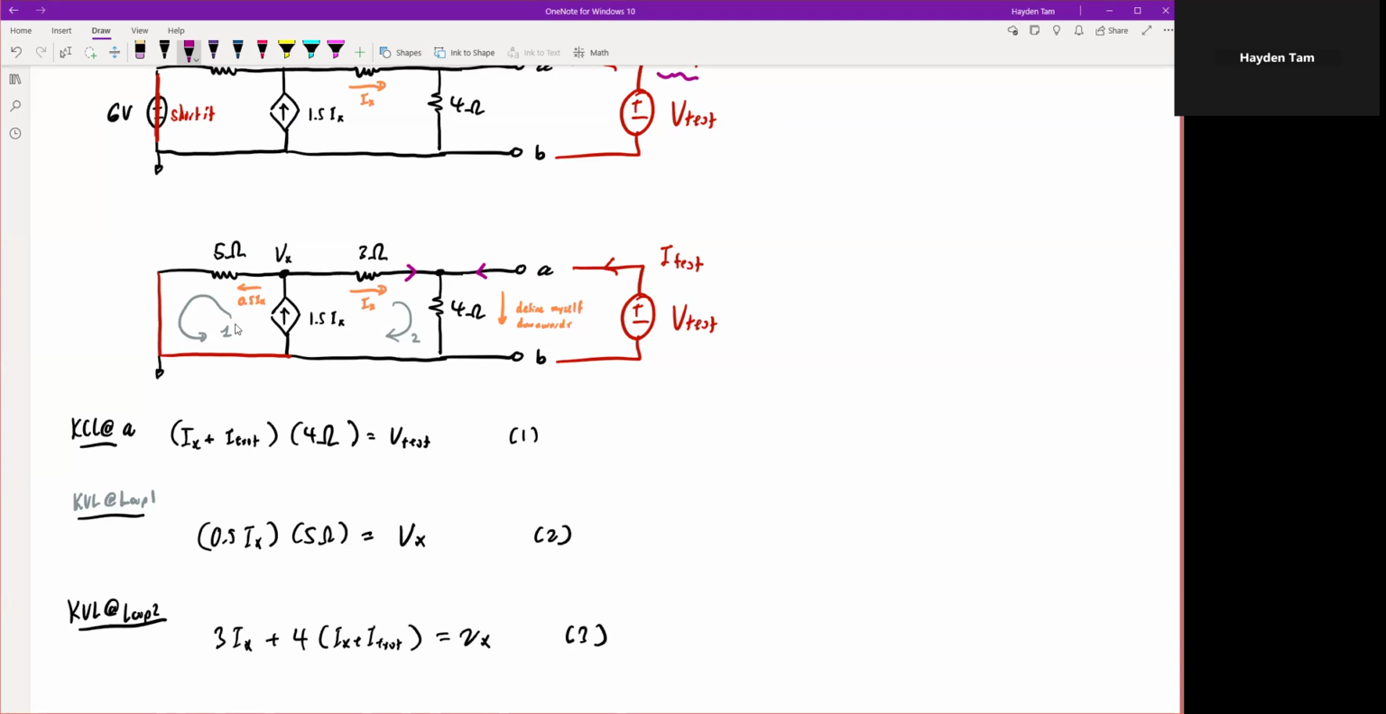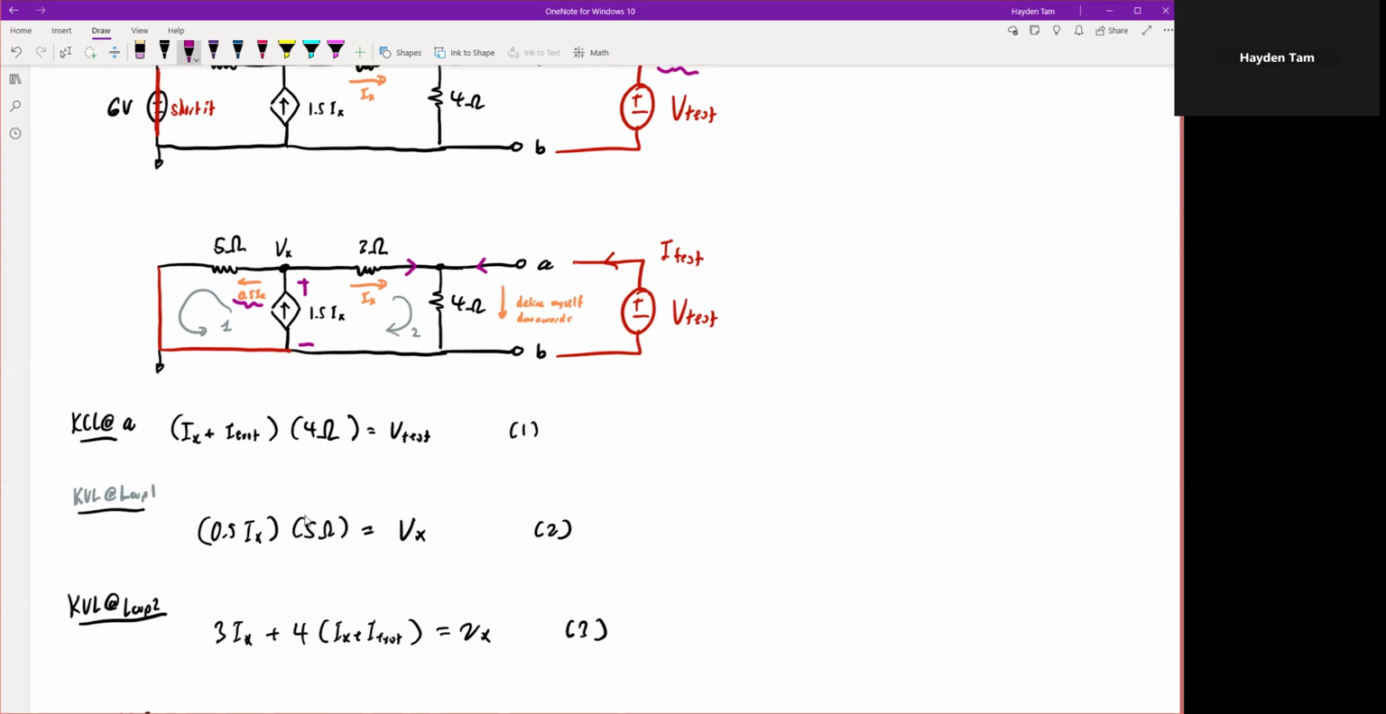Now we can do KVL. Usually a good word of advice is that whenever we have a dependent source, KVL is usually the way to go. So we have a KVL at loop 1, which is this loop right here. We know that this guy is drawing IX. We know this guy is doing 1.5 IX. So we know that the equivalent going to the left right here is going to be 0.5 IX, just simple mathematics. So at this loop, if we look at KVL, we have VX, which is basically across here because this is ground. So VX is equal to 0.5 IX times 5 ohms. That's our KVL at loop 1.